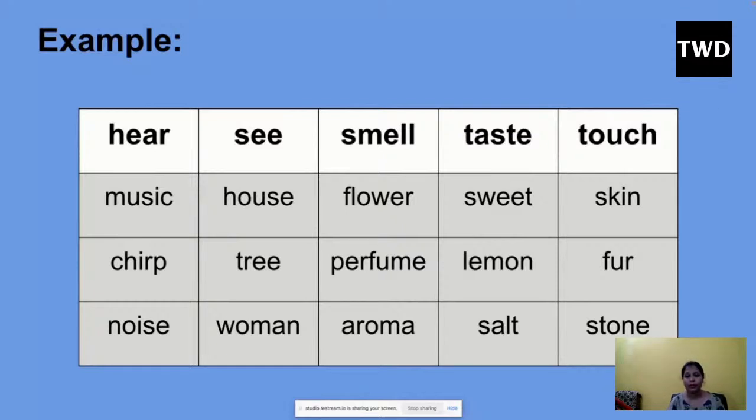Again, touch. Touch your skin and you will come to know whether it is rough or smooth or dry, isn't it? That is the feeling which we have. If we touch a stone, we come to know it is so hard. If we touch a fur, we come to know it is so smooth and soft. Yes, so these are the examples of concrete nouns, where we can use our five sense organs to identify those things.